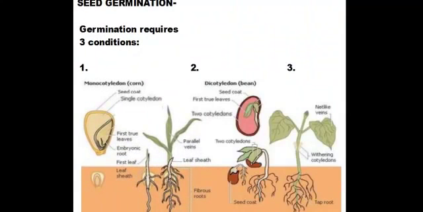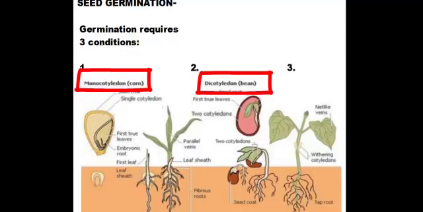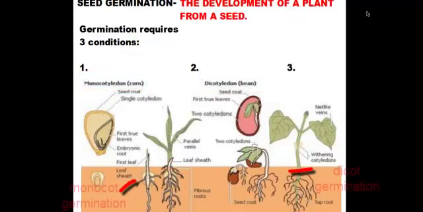Alright, so here we have the germination of two types of seeds. We have our monocot here on the left and our dicot here on the right. But before we talk about that, what you need to know is that the word germination is the development of a plant from a seed. So as a seed sprouts and grows into a plant, that is when the seed starts to germinate. In order to get a seed to successfully germinate, you need three conditions that need to be right to get the seed to go. So first of all, you need a specific type of gas.